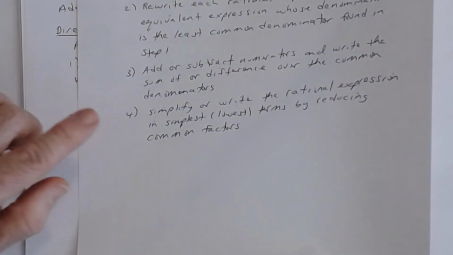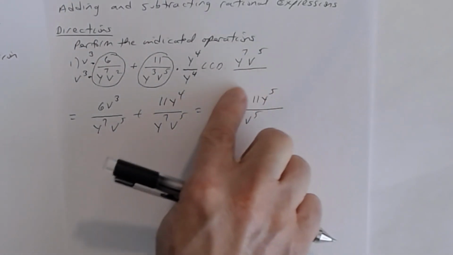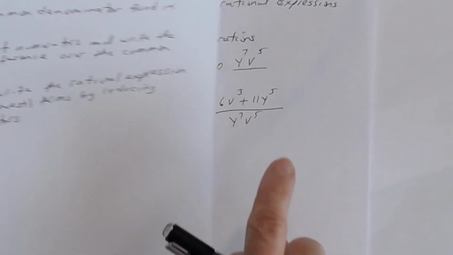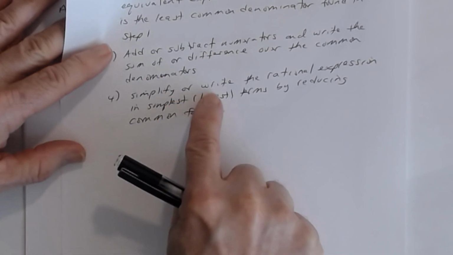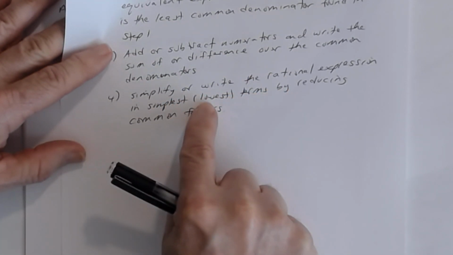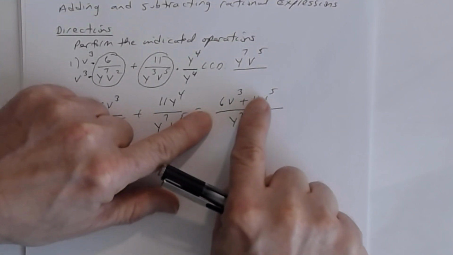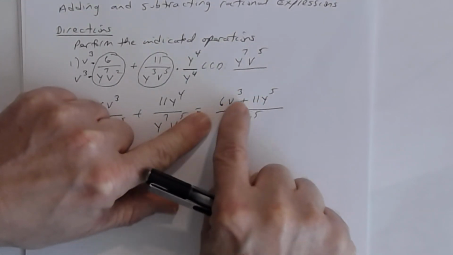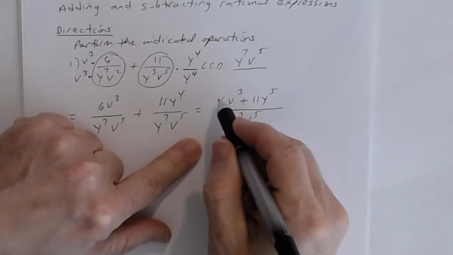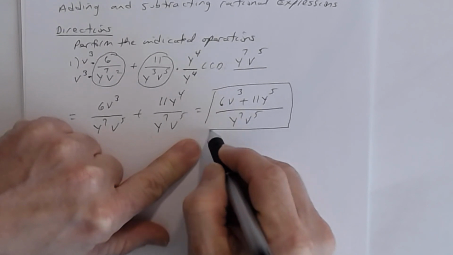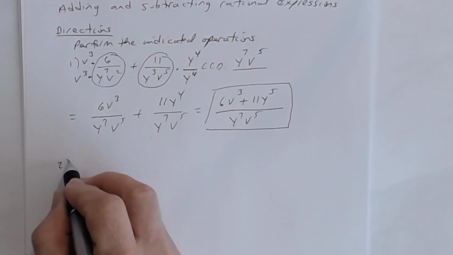Step 4, once you get to this rational expression, you've got to simplify it if you can. Remember, you're not done here, because you have to do a step 4. Step 4 says simplify or write the rational expression in simplest form by reducing common factors. That's where, if you recall, you have to factor the numerator and denominator. But notice in the numerator, there's nothing to factor. So you're done. This is the answer. You can't do anything else. All right, so that's number 1. Let's look at number 2.